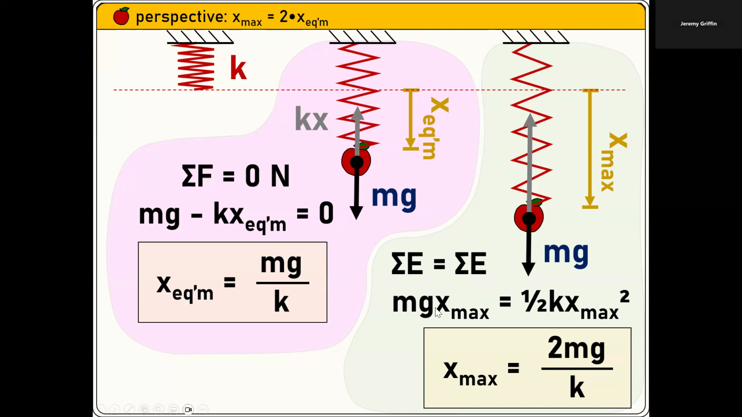So I got an mgh, turns into 1/2 kx squared. And if the h is also the maximum stretch height above the lowest position, sub that in. Anyway, you solve for that, and here's the maximum stretch length.